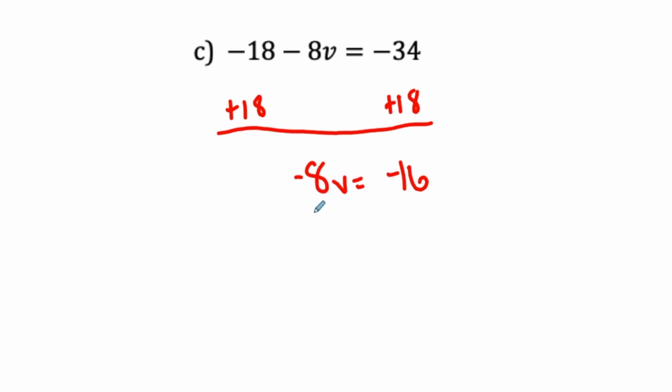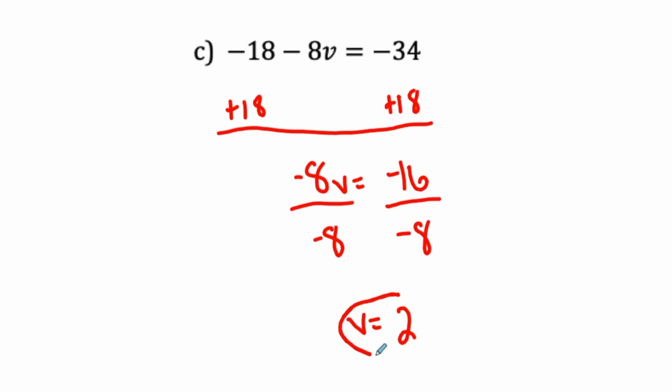Again, this is being multiplied by v, so we're going to divide by the number in front of the variable. So we're going to divide by negative 8. Now, a common mistake here is people will say, well, this is a negative, so I have to add. But again, remember, we're looking at the relationship between that number and the variable, and they are being multiplied. So we do the opposite and divide. So v equals negative 16 divided by negative 8, which is 2. That is your final answer.